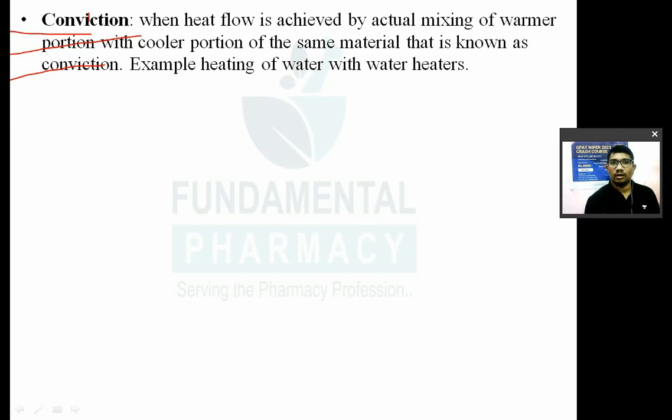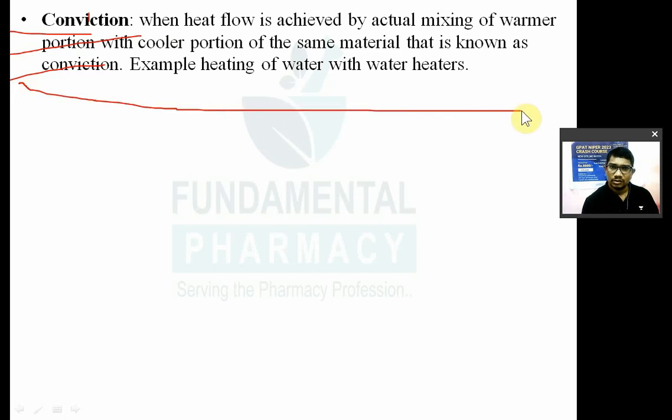Heat flow which is achieved by actual mixing of the warmer portion with the cooler portion of the same material is known as convection. Now what is an example of this type of mechanism? The example is nothing but the heating of water with water heaters. So heating of water with water heaters involves convection heat transfer.